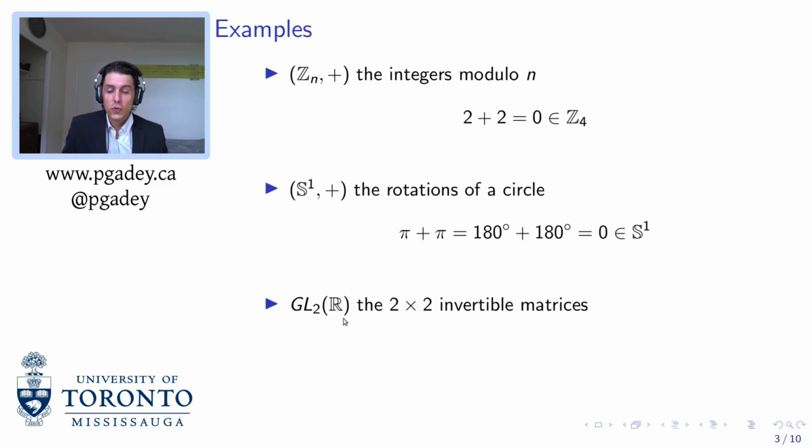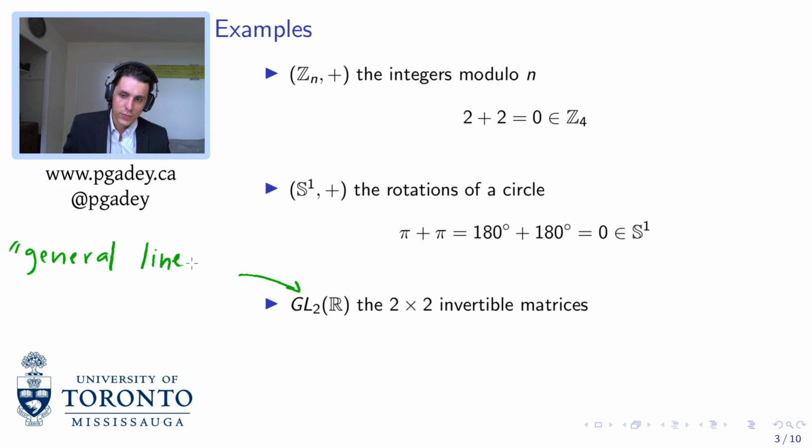GL2R, the 2 by 2 invertible matrices with real entries. So this GL2 stands for general linear group. And this is because we study it in a linear algebra course, right? So these are all the linear transformations of the two-dimensional real vector space.